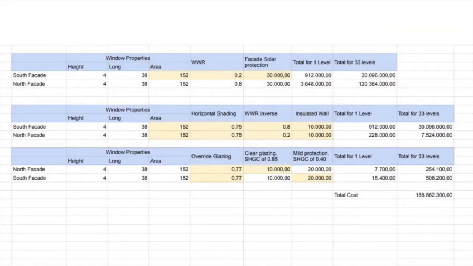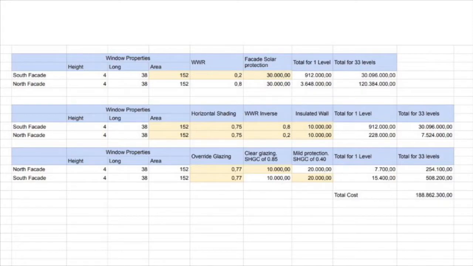So we made an Excel to calculate the envelope cost of our 33 stories high office building, where we had the goal of having the maximum energy efficiency possible. For the linear meter of facade solar protection, we calculated by multiplying the area of our window, that has dimensions of 4 meters high and 38 meters long, times the window to wall ratio times the facade solar protection.